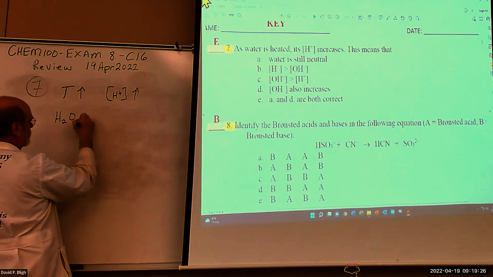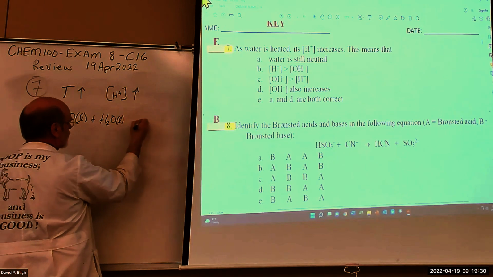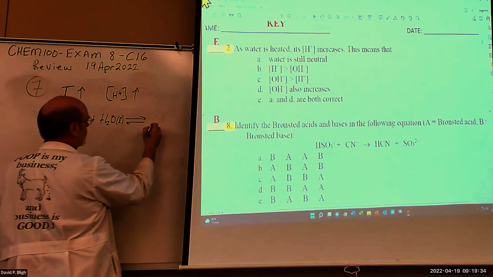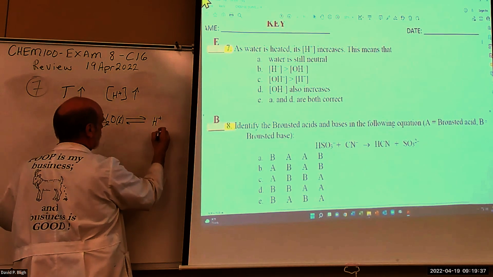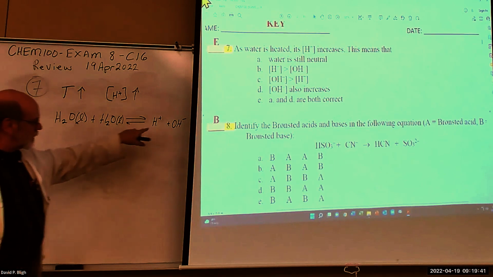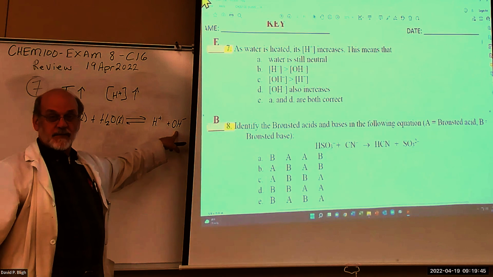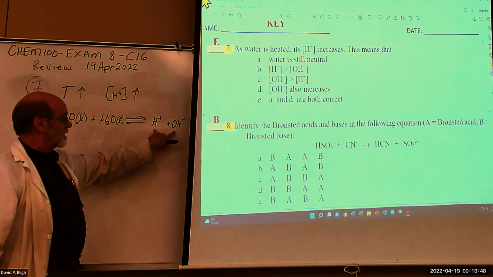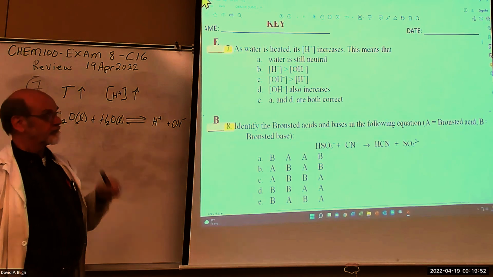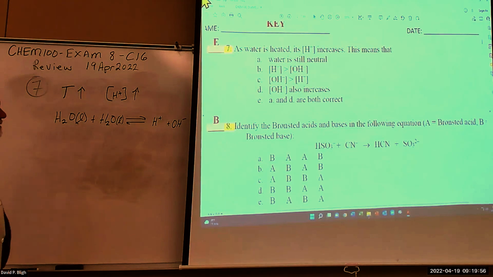All right, well, what happens also? Think of it this way. In water, you've got these two guys coming together, and they're making what? Hydrogen ions and hydroxyl ions. So if this one increases, what's going to happen to that? That one increases by the same amount. Right? So they're always equal.